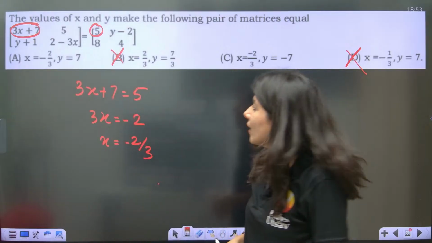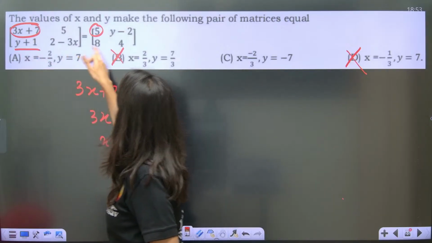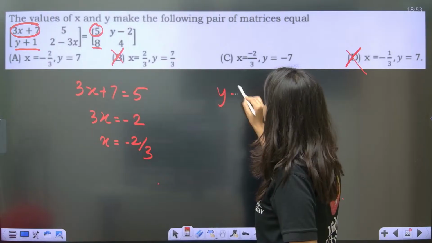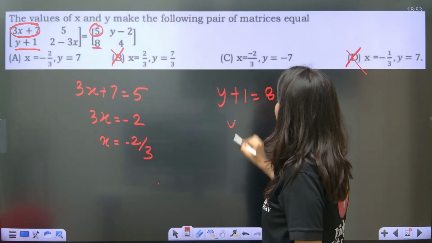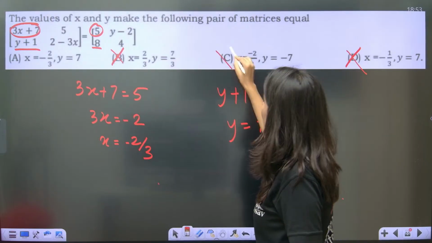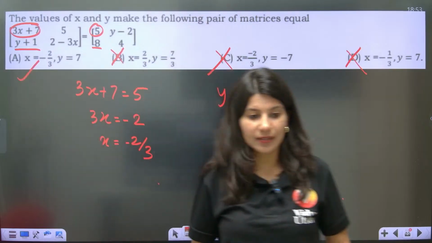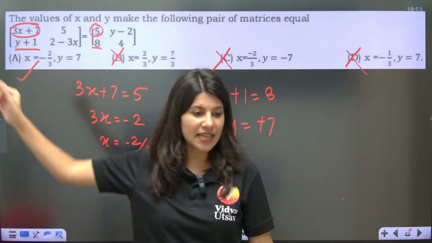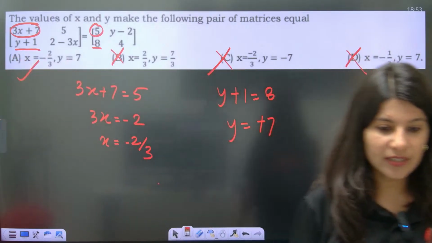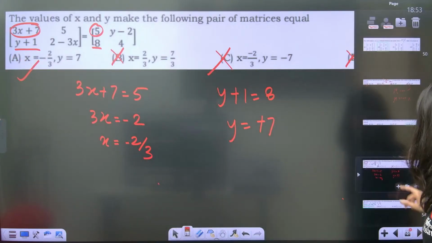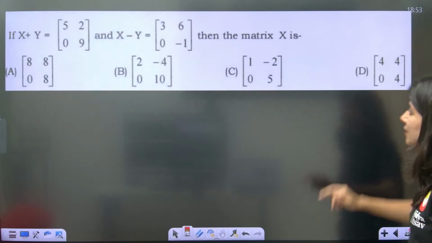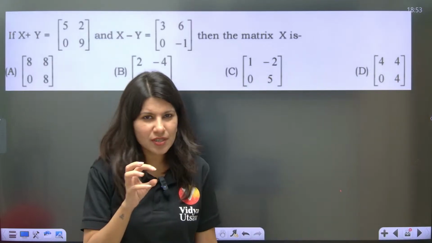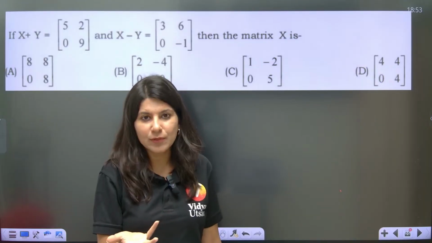Now if I talk about this, y plus 1 and 8 are equal. So y plus 1 should be equal to 8. Y is plus 7. Now option C is wrong, A is right. Okay. Andhra biryani is correct. Okay. Next question, again a similar type of question, but not exactly the same.